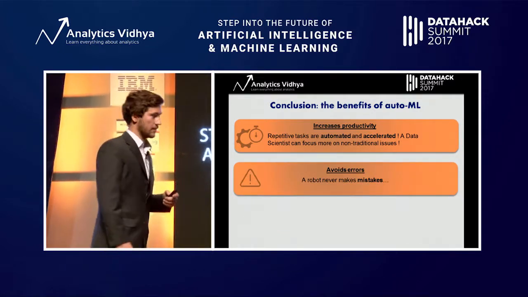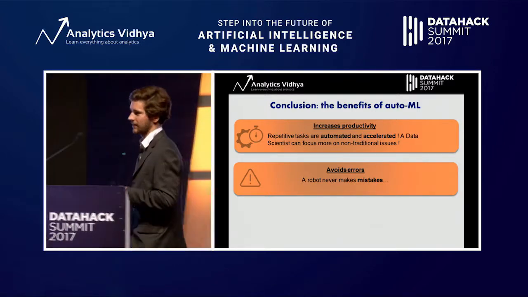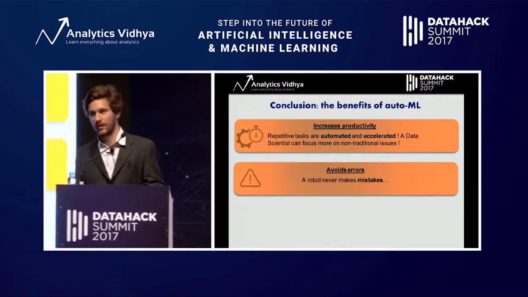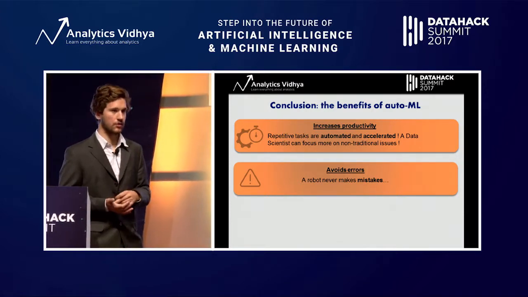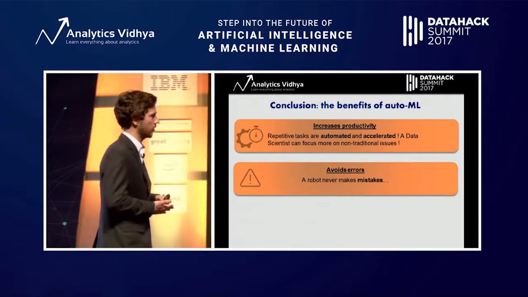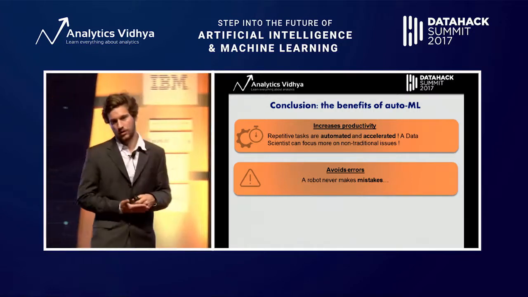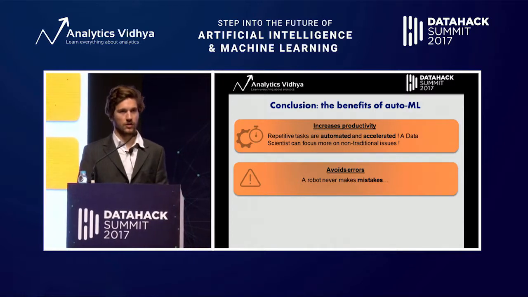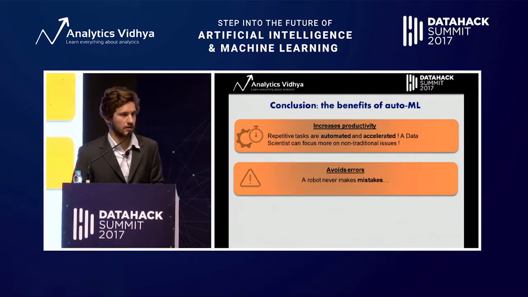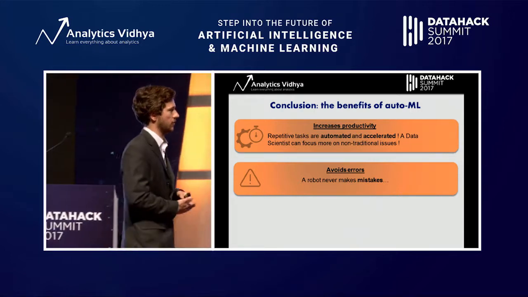The next one is that a robot never makes mistakes. So if you've developed a robot and you have developed a lot of tests, and you're pretty confident about your robot, you will avoid human mistakes. So that's also important if you want to deploy a machine learning pipeline in industry or in a company. That's also important to avoid this kind of mistakes.